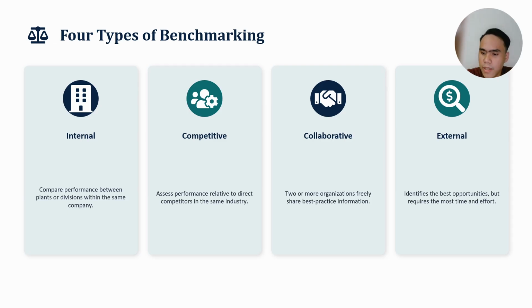The key with this type is identifying the very best performer and using trade associations, publications, or market research to find that leader. External benchmarking broadly may uncover the best opportunities for improvement, but it comes at the highest cost in time and effort, which is exactly why the chapter recommends doing internal benchmarking first to build organization muscle and experience before pursuing external partners.